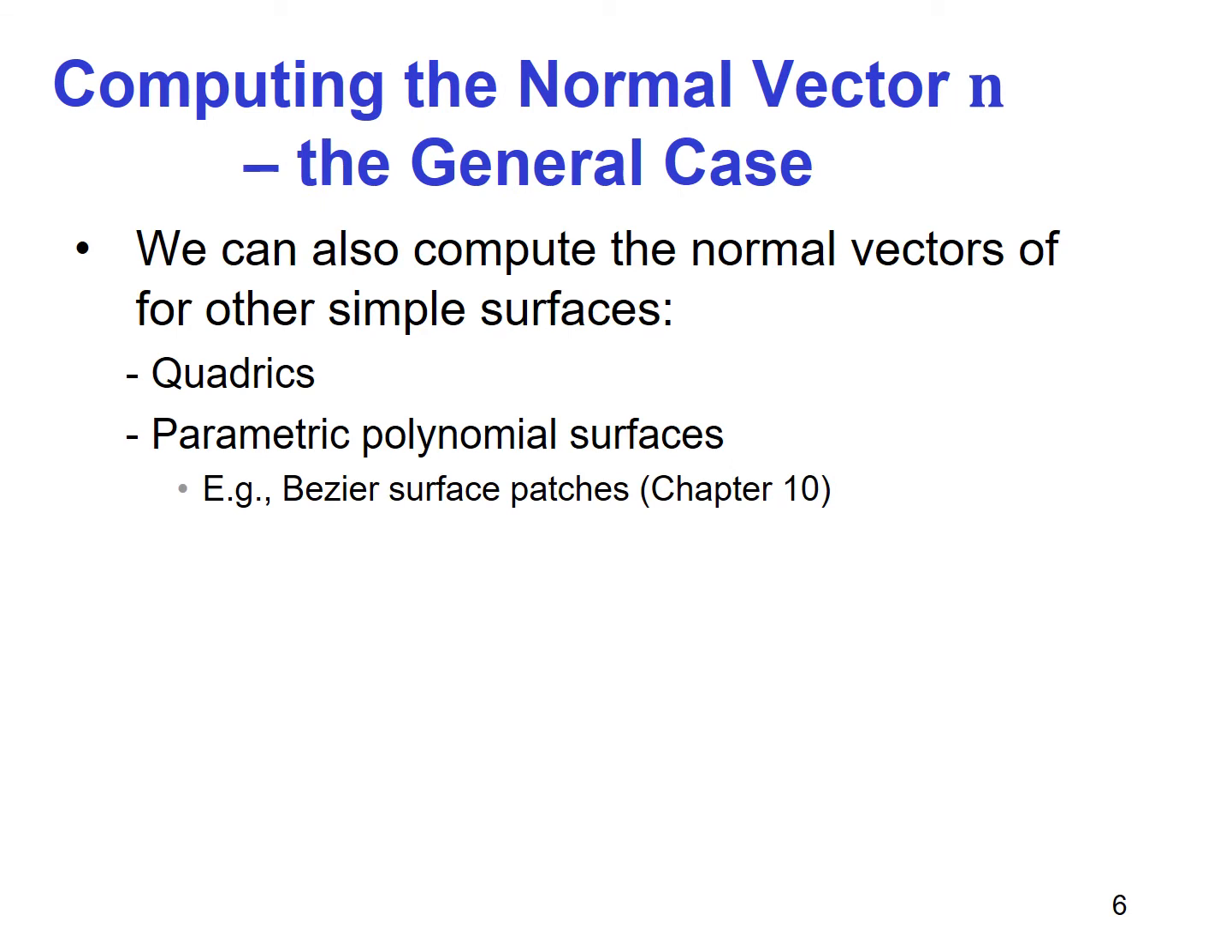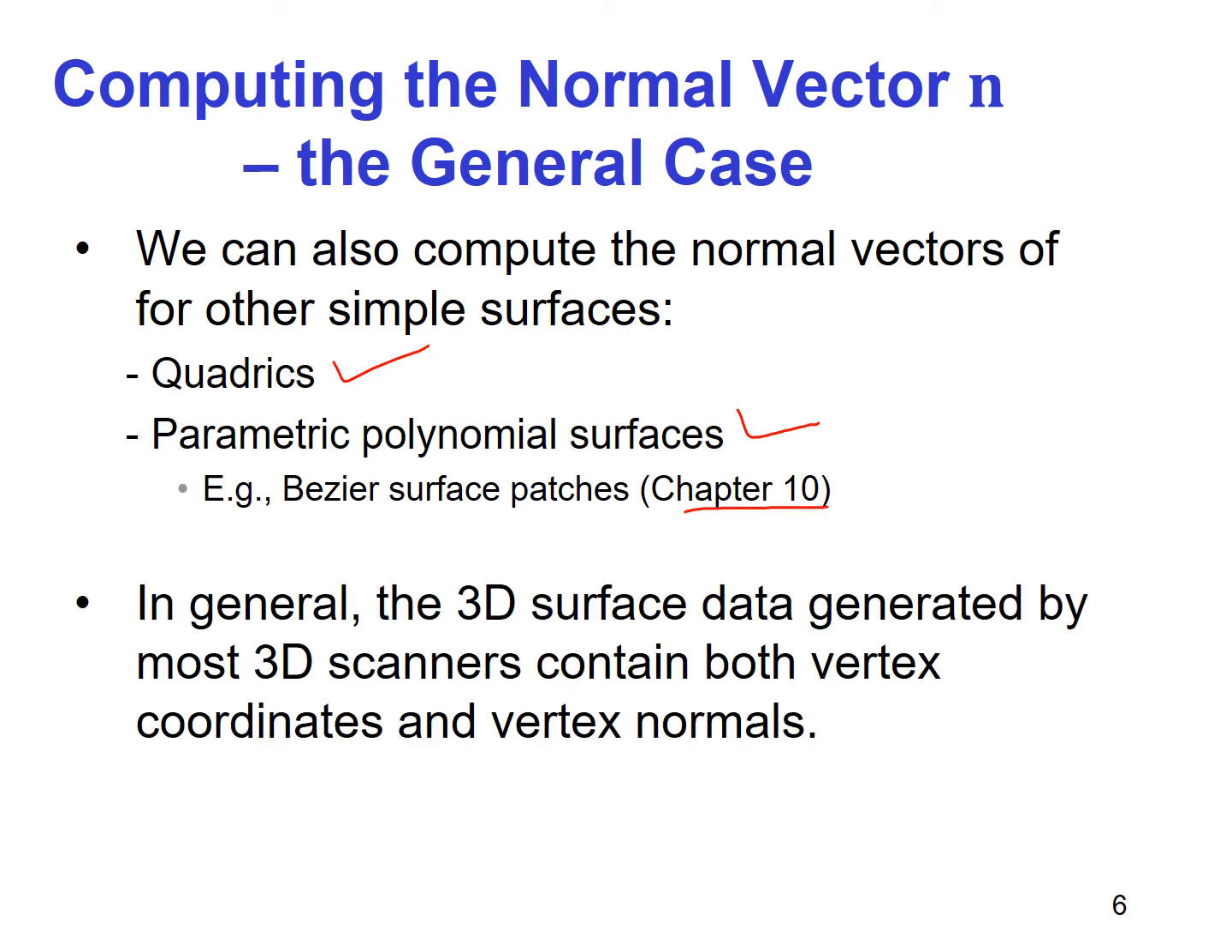We can also compute the normal vectors of other simple surfaces such as quadrics or parametric polynomial surfaces such as Bezier surface patches given in chapter 10 of your textbook. However, in general, the 3D surface data generated by most scanners contain both vertex coordinates and vertex normals. And generally, you would represent 3D objects in graphics as triangular surfaces, and for every triangle you would use the process of calculating the normal of that plane to compute the normal of the triangular patch, and that normal would be ultimately interpolated to calculate the normal vector at every point on the surface.